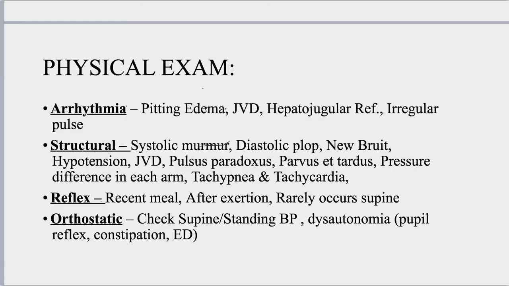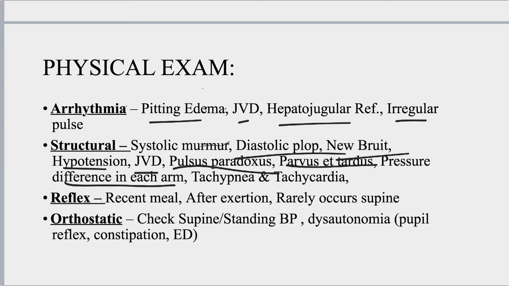Did it occur supine? For orthostatic, was there a recent volume loss, diarrhea, vomiting, fever, fluid restriction? For cardiovascular causes, you would see things like pitting edema, JVD, a hepatojugular reflex. You may feel or auscultate an irregular pulse. There may be a diastolic plop, a new bruit, hypotension or hypertension. Again, pulsus paradoxus, pulsus parvus et tardus. There may be a difference in the blood pressure from one arm to the other. If there's a PE, there may be tachypnea and tachycardia.